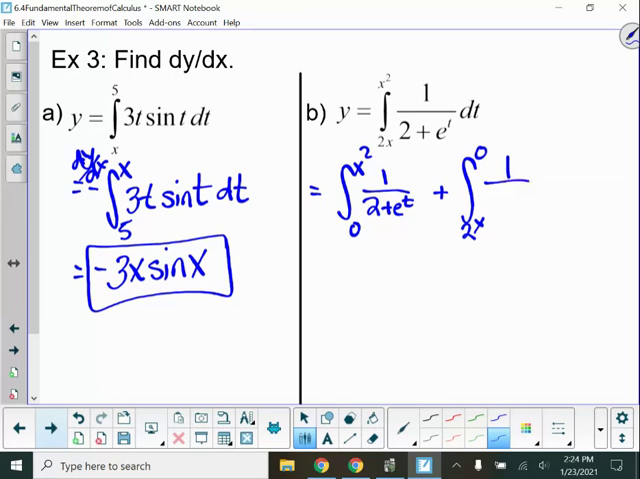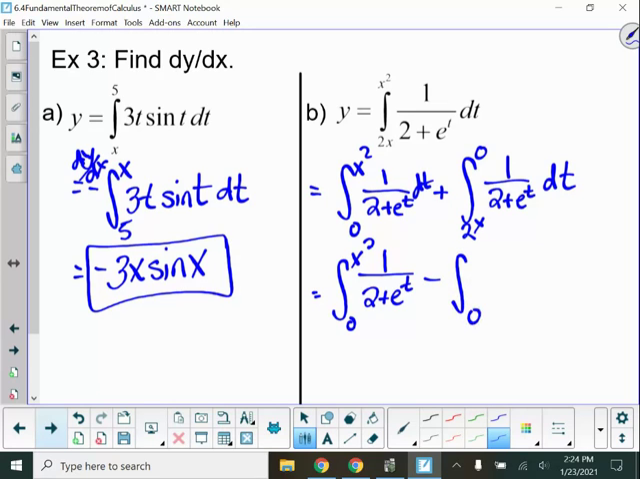And then 1 over 2 plus e to the t. I need my dt's in there. So the first one is good. We'll go through and we'll plug that in, take the derivative of the x squared. However, the second one has my variable in the bottom instead of the top, so to switch that, I have to put in a minus. And again, I gotta get those dt's in there, don't want to forget about those.